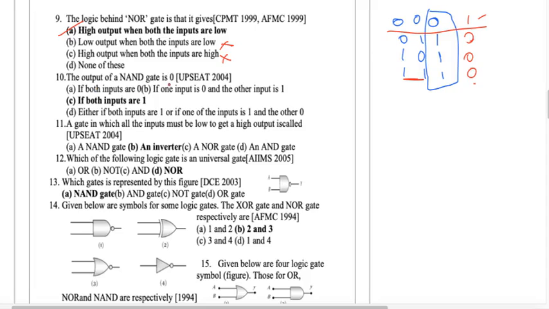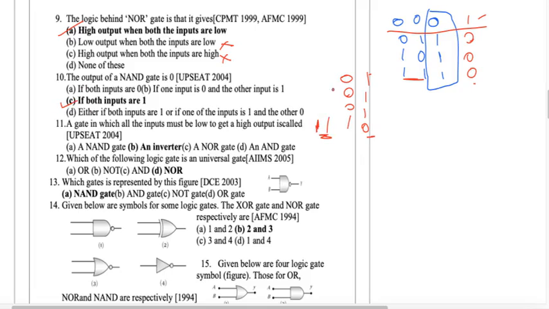The 10th one: the output of NAND gate is 0. The output of the AND gate is what? 0 0 0 1, and for the NAND gate it will be 1 1 1 0. So the output of NAND gate will be 0 when both the inputs are 1. So the option is C.